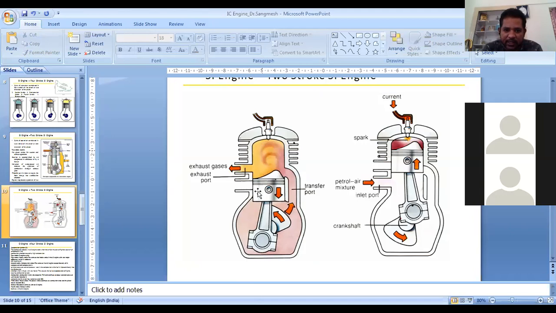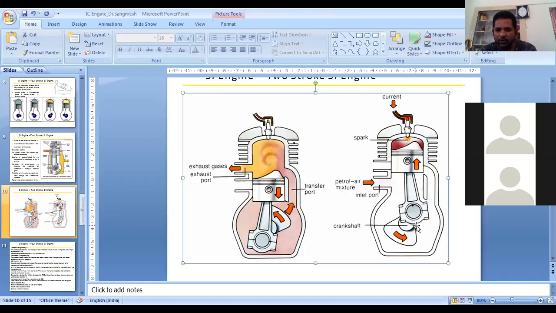At the end, as the piston uncovers the exhaust port, all the flue gases present in the cylinder come out through the exhaust manifold and are exhausted to the atmosphere. So it completes the power stroke and, at the same time, the exhaust stroke. This is what happens in this case.